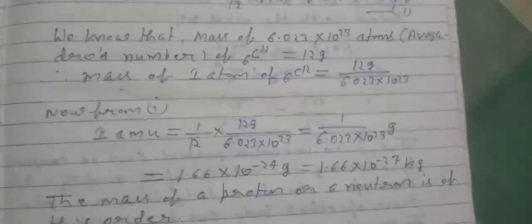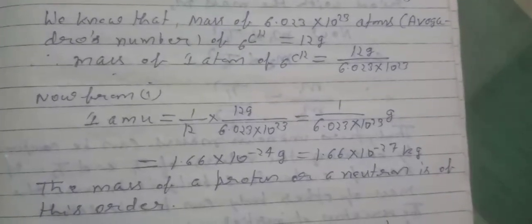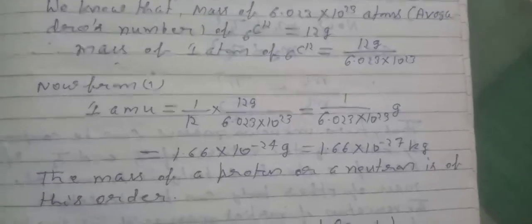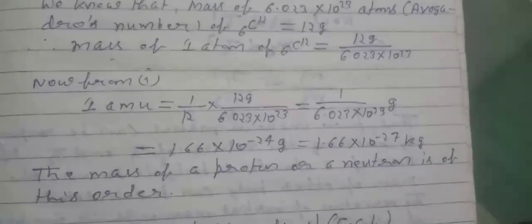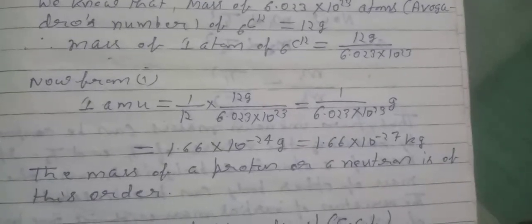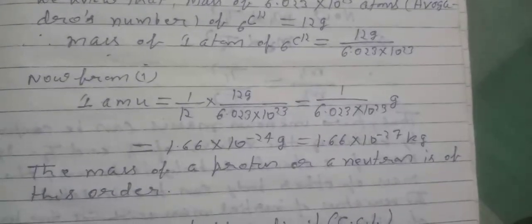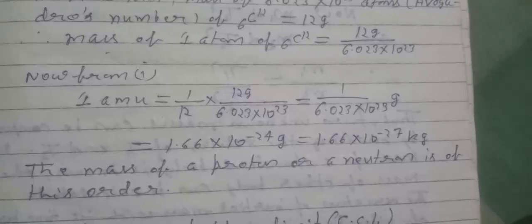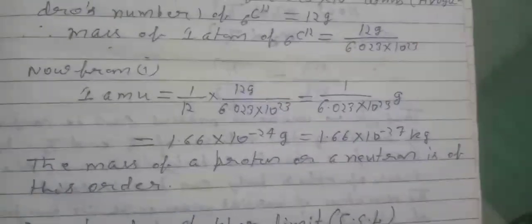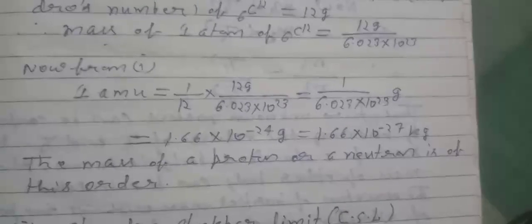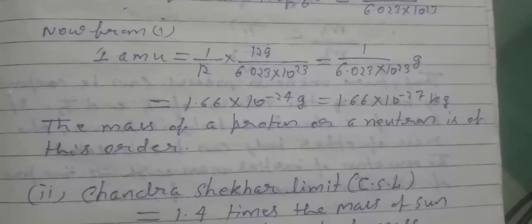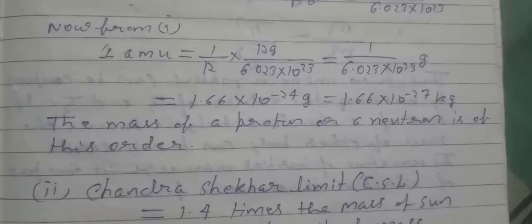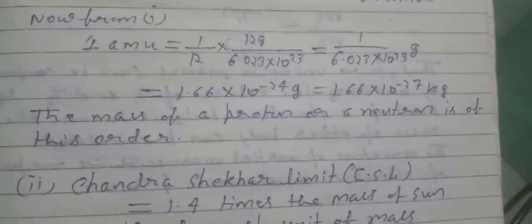Hence the mass of one atom of 6C12 equals 12 gram by 6.023 into 10 to the power 23. Now from 1 AMU equals 1 by 12 into 12 gram by 6.023 into 10 to the power 23, solving we get 1.66 into 10 to the power minus 24 gram, or 1 AMU equals 1.66 into 10 to the power minus 27 kg. This mass is equivalent to the mass of a proton or a neutron and is of the order of that.